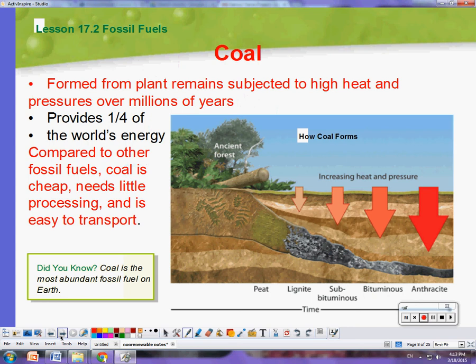Coal is from power plants where we burn it to heat water, to produce steam, to turn a turbine that powers a generator that produces electricity onto the electric grid. Compared to other fossil fuels, it's cheap. It needs little processing, and it's easy to transport. It is very dirty. It creates a lot of carbon dioxide. It creates a lot of deaths trying to mine it out because of how deep it is and how we have to destroy the environment to be able to get it. Moving on.